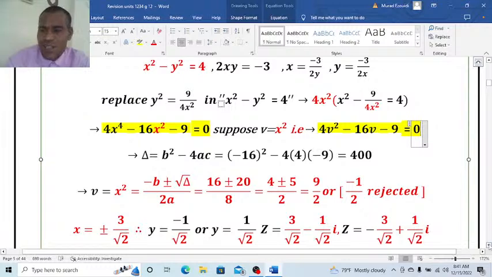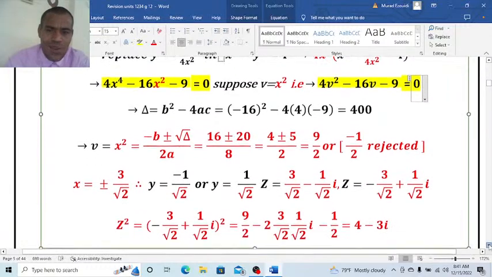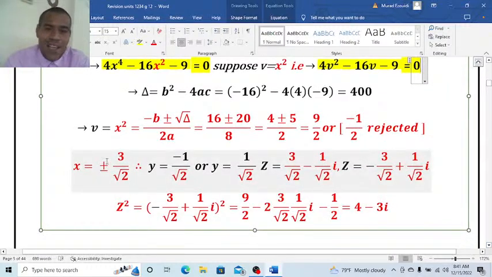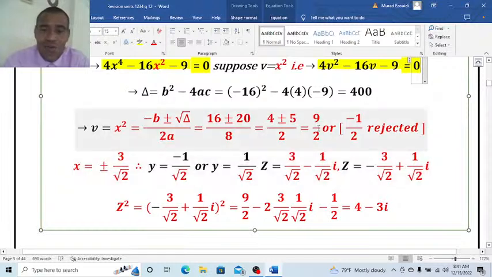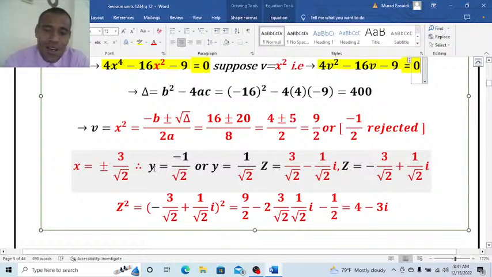Okay, the next part, my learners, I will now go back to x. Now x squared is 9 over 2, which means x is plus or minus 3 over root of 2. Then go back to the subject y, as x is given, so it will be -1 over root of 2. Okay, just substitution here. If x equals 3 over root of 2, y is -1 over root of 2, or y equals 1 over root of 2 if x is -3 over root of 2.